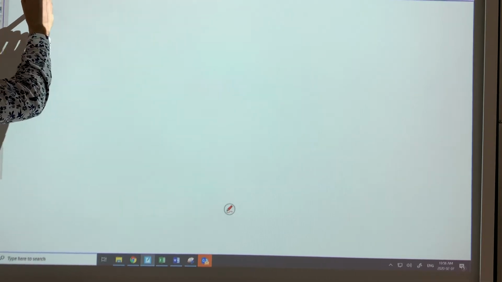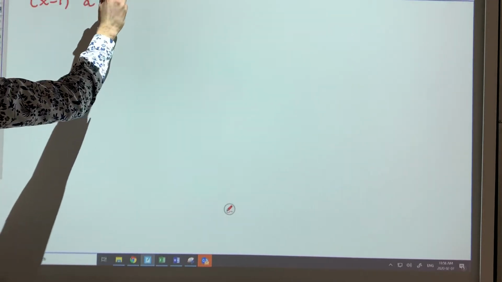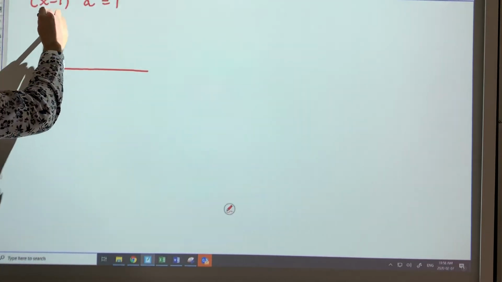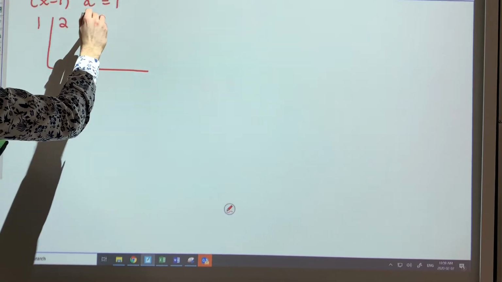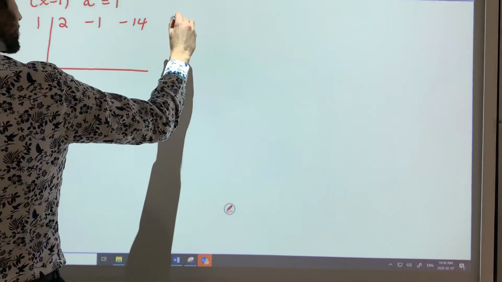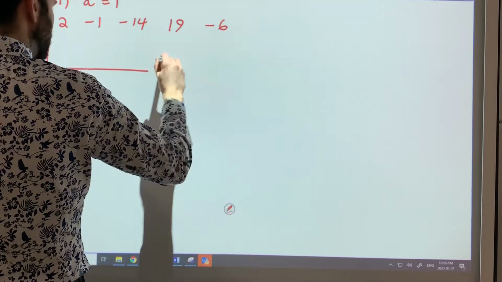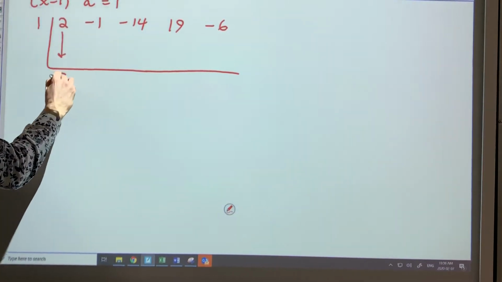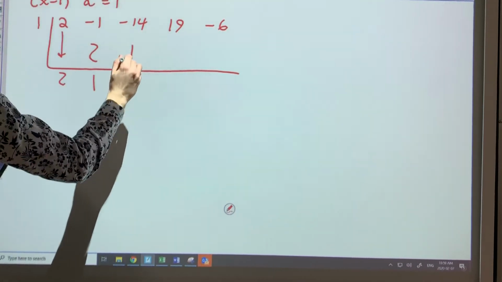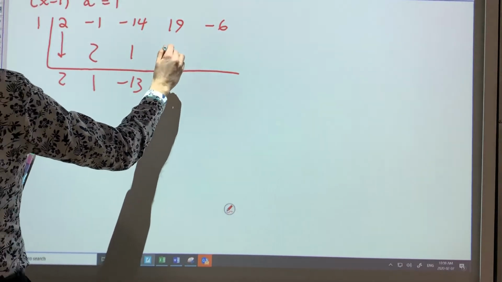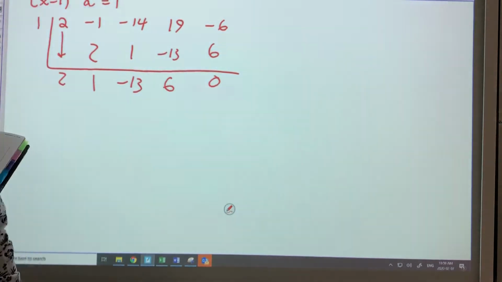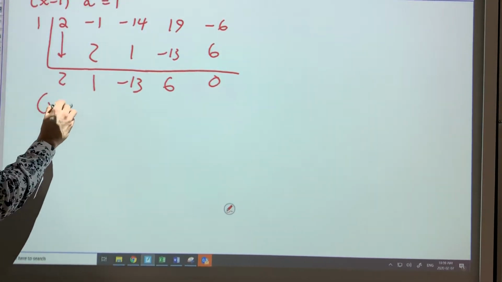So I'm just going to write x minus 1, so a would be 1, and let's go ahead and do the division. I'm going to grab the coefficients, so it's 2x to the 4 minus 1x to the 3, and then it's minus 14x squared, and then 19x, and then the constant term is 6. So let's see what happens. Bring that down. That times that, you get 2, you get 1. And you get 1, so you get negative 13, so you get negative 13 again, so you get 6, 1 times 6 is 6, so you get 0. So now we know that we have x minus 1.